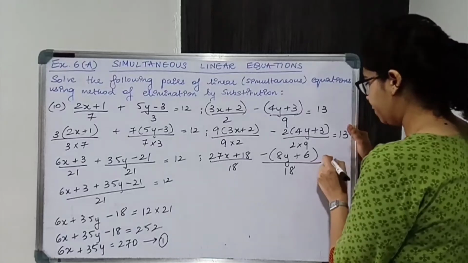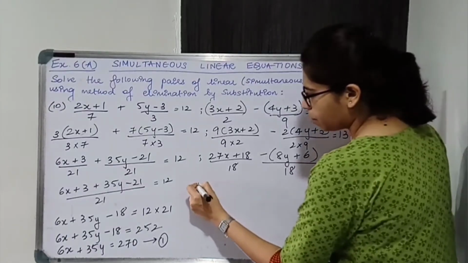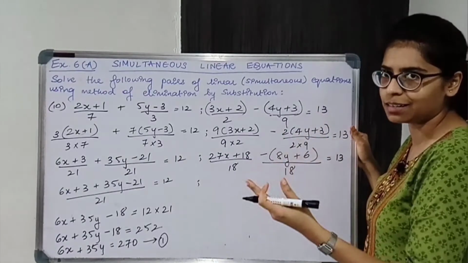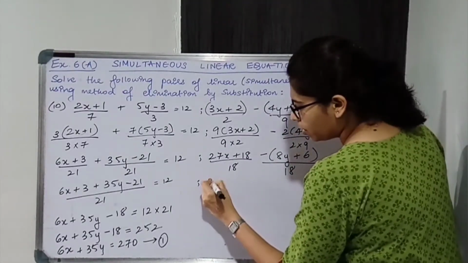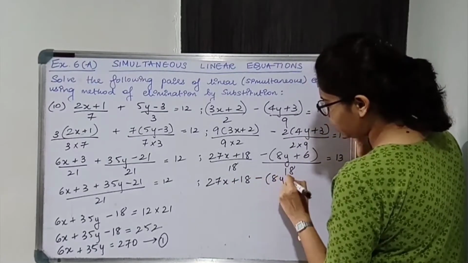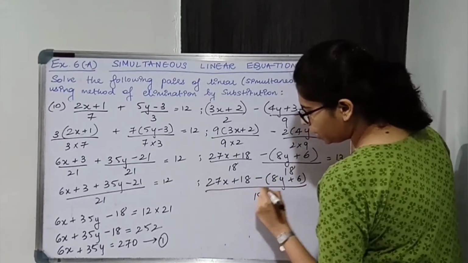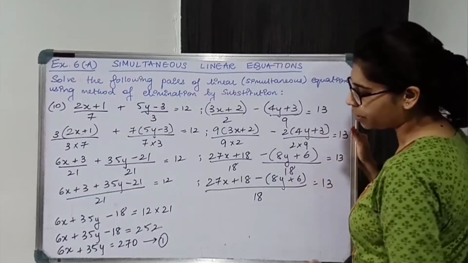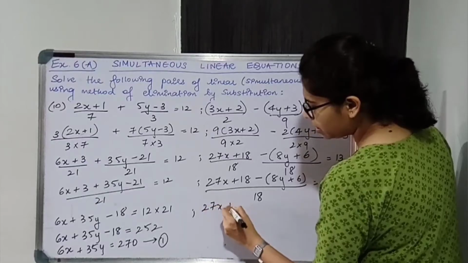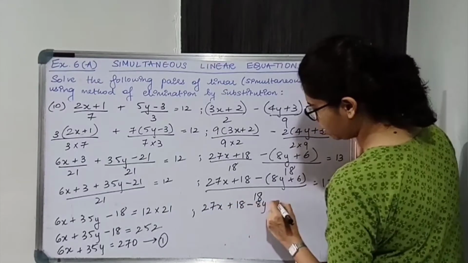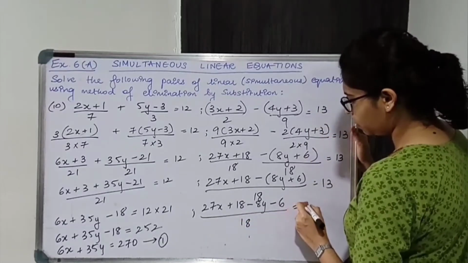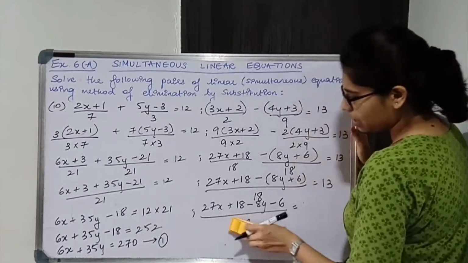But once you change the sign, you have to change it only once, not twice. Okay, so 27x plus 18 minus 8y plus 6, the whole thing upon 18, right? We got the common denominator. Now let us open the brackets. So minus 8y minus 6, the whole thing upon 18 is equal to 13. Let's shift 18 on the other side.